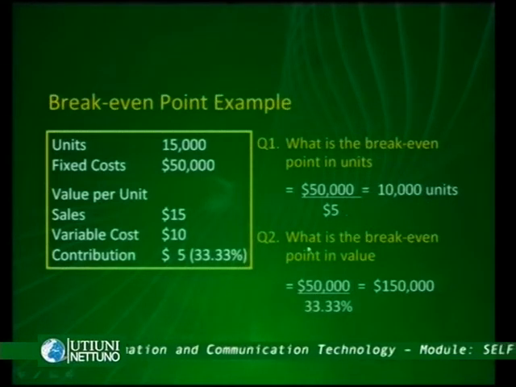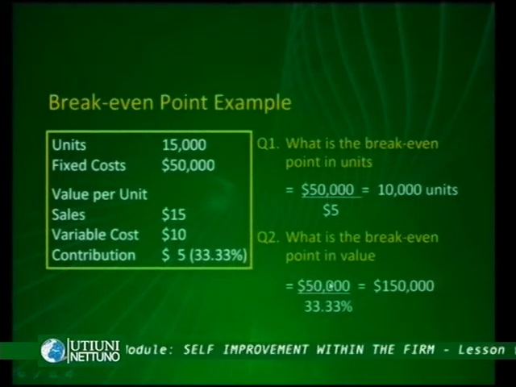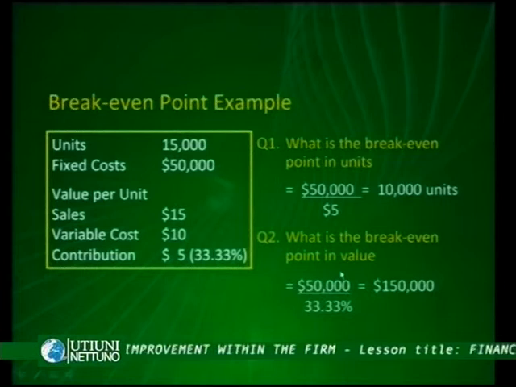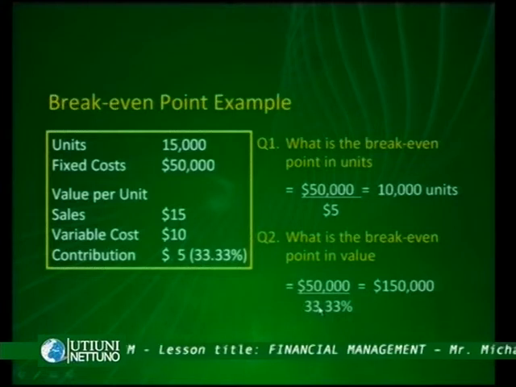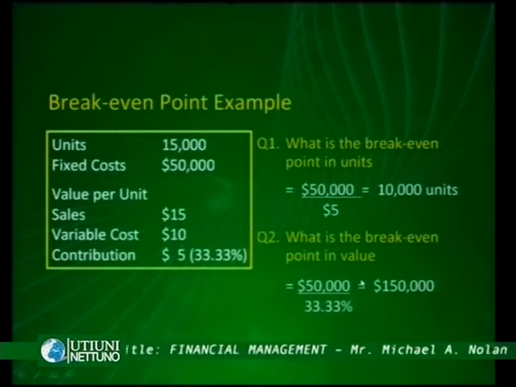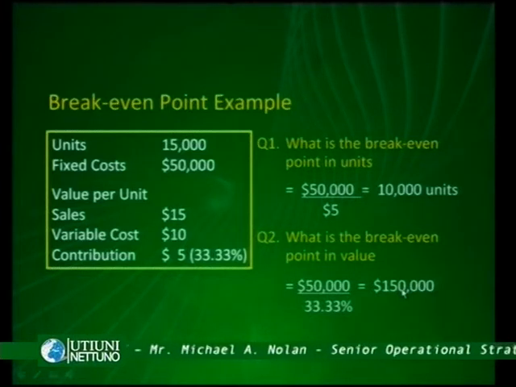The second question then is, what is the break-even point in value? And we have, again, fixed costs of $50,000. The contribution percent is 33.33%. And that gives you sales of $150,000. So if you're selling above $150,000, you're making money. Below that, oh, you're losing money, I'm afraid. So it gives you a good idea as to what you need to be selling per month to make money.